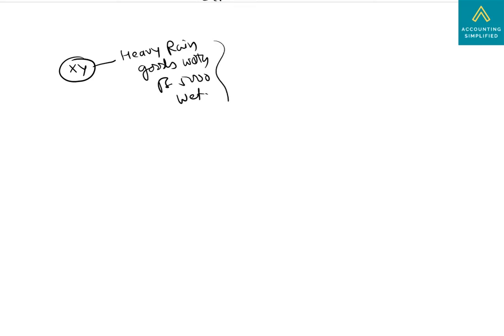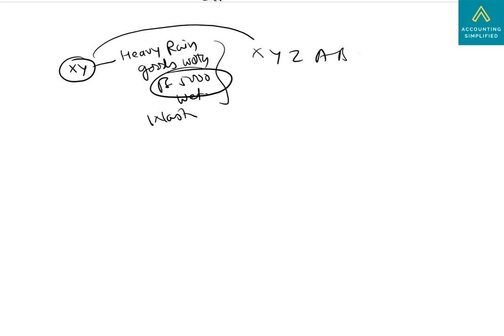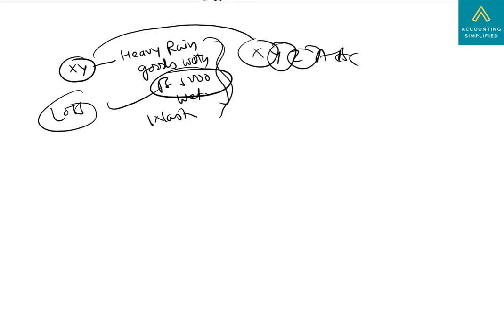Internal transactions are those where a third party or second party doesn't exist. For example, X and Y is our firm, and suppose there is heavy rain right now, and our goods worth rupees 5,000 become wet and there is wastage. So we lost 5,000. Have we given it to X, Y or Z or A, B, C? No, nobody is there. It's our internal thing. 5,000 has gone, this is a loss, and that's why it is called internal.